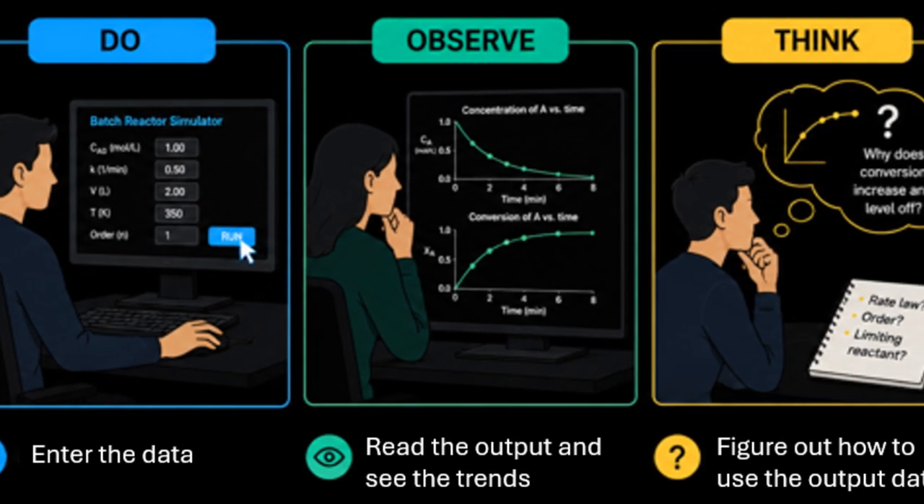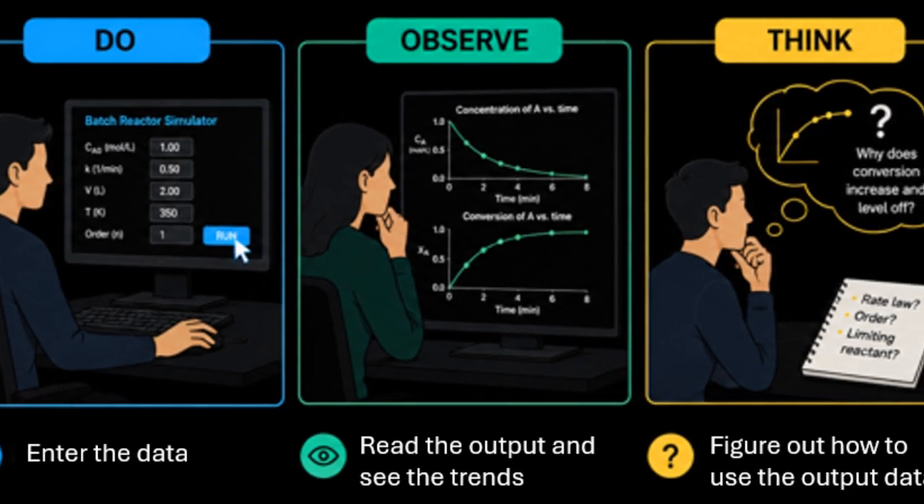Next, observe. The simulator replicates the performance of the reactor and shows how it behaves. The simulator helps the student to see or observe this performance by way of displaying the relevant information in a suitable format. In this case, it is a graphical representation of concentration and conversion of A versus time.